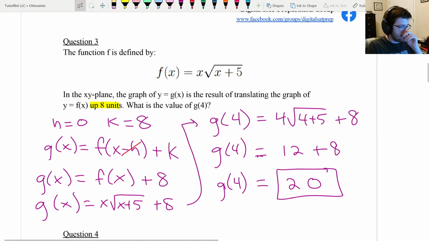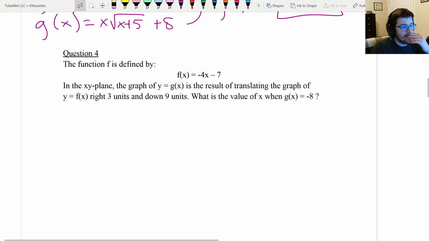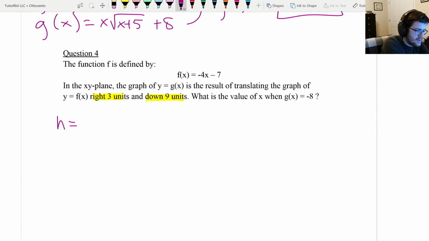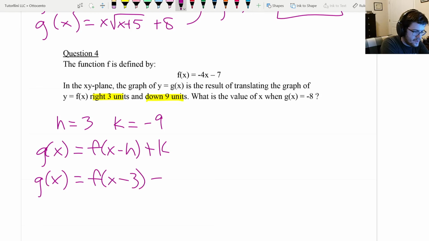Okay, let's move back. Let's look at question 4. Okay, so this one we have right 3 units and down 9 units. Right 3, that's h equals positive 3, and k equals negative 9. G of x equals f of x minus h plus k. So that's f of x minus 3 plus negative 9, or in other words, just minus 9.